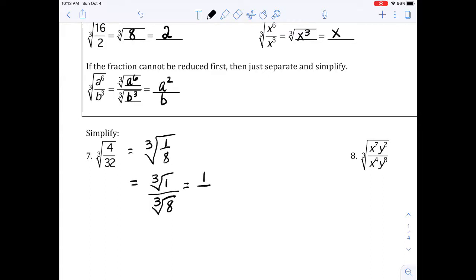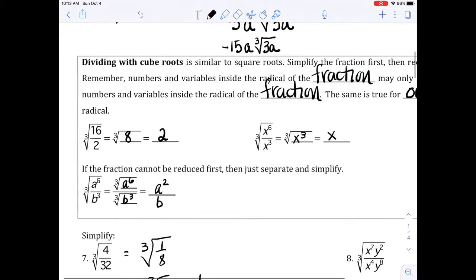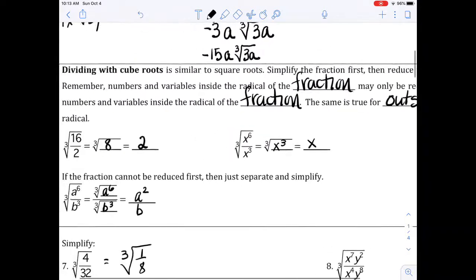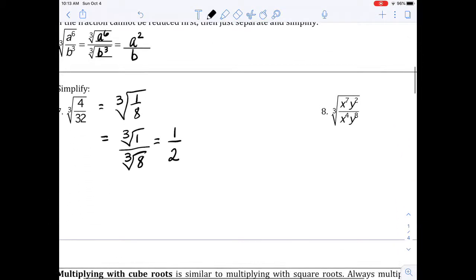And then we would simplify. Cube root of 1 is 1. Cube root of 8 is 2. So again, think about what it said up there. Simplify the fraction first, then reduce the radical.